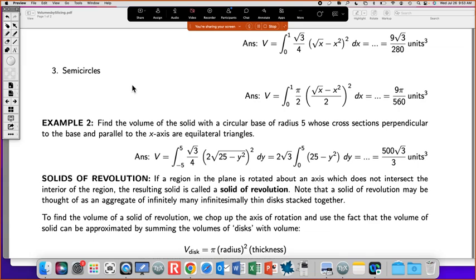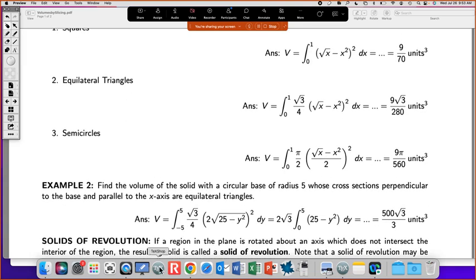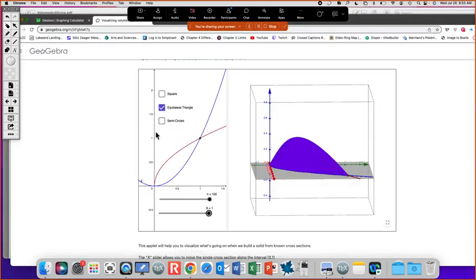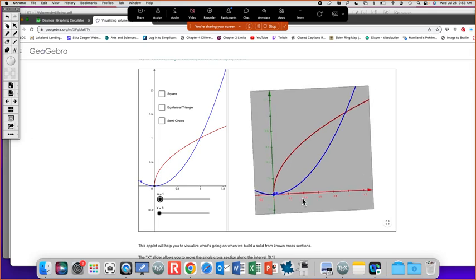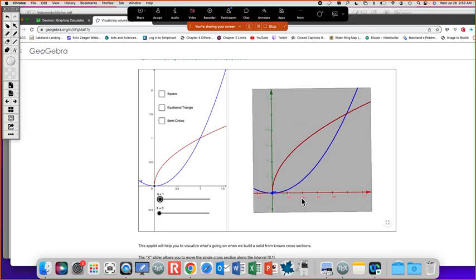All right, now semicircles. So once again, we've got the same setup. This is going to be the base. They tell us that the cross sections are going to be perpendicular to the base, so they're going to be standing straight up from the base, parallel to the y-axis. That means you're chopping up the x's. But now we want them to be semicircles.